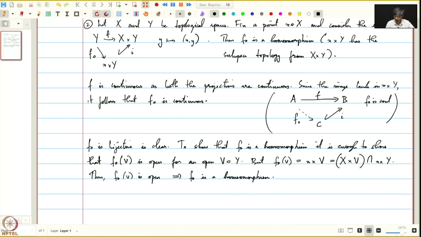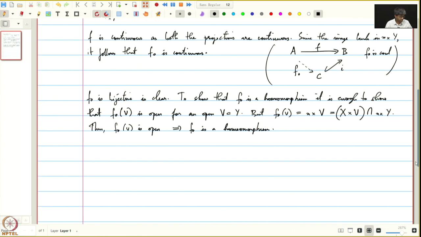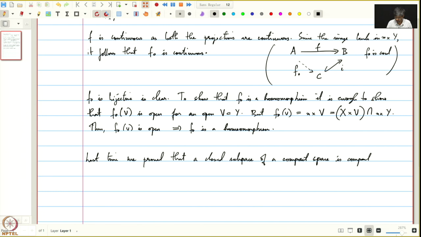So now let's proceed with our discussion on compactness. So last time we proved that a closed subspace of a compact space is compact. Okay, so let us begin today's lecture with the following proposition.